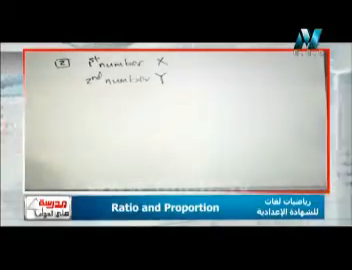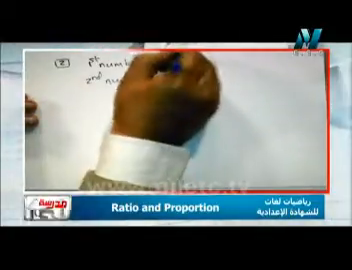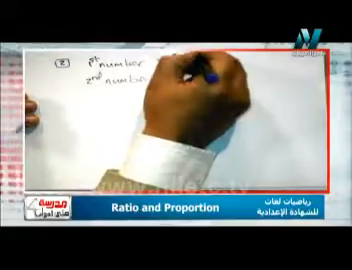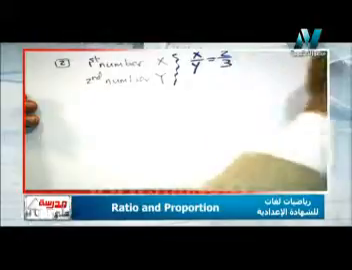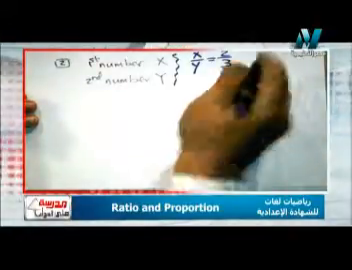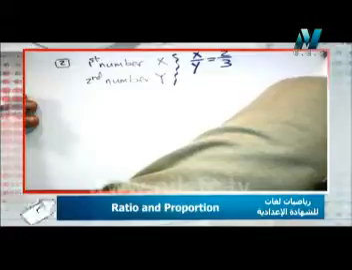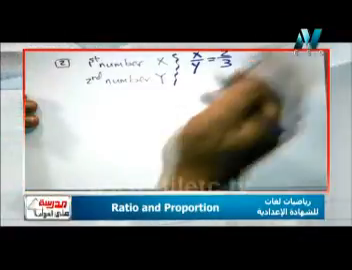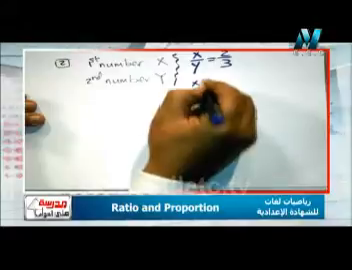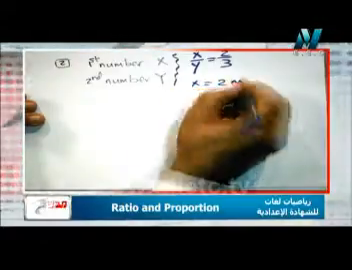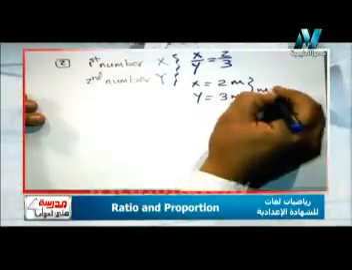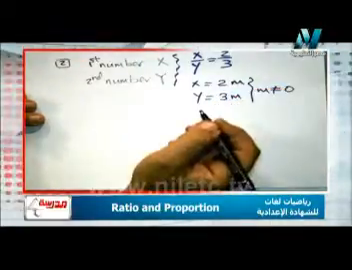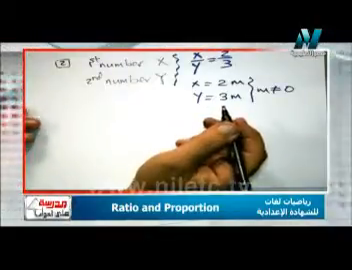And then the question says the ratio between them is 2 to 3. So I'm going to draw here x to y is 2 to 3. We are going to write here that x will be 2 times the factor m, y equals 3 times the factor m. And of course, this factor m doesn't equal 0. So I prepared my question. I can read the question now to form an equation so I can solve the exercise.